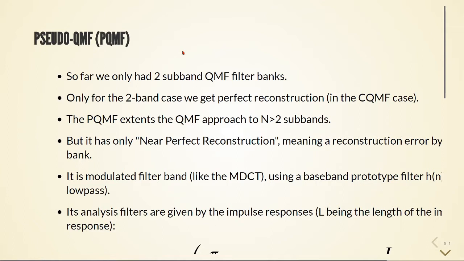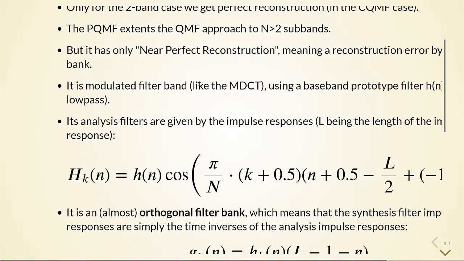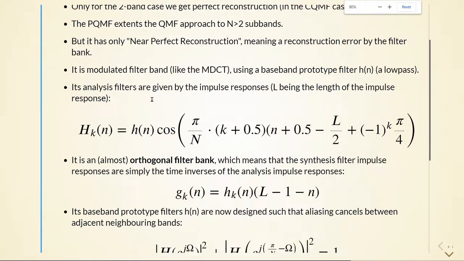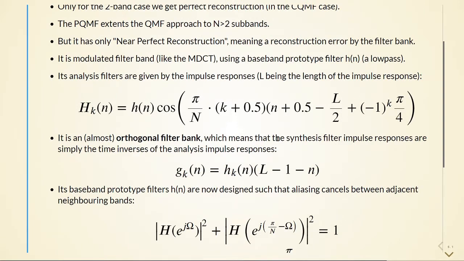It is also a modulated filter bank like the MDCT, and it's using a baseband prototype filter H of n, that is a low pass filter. Its analysis filters are given by the impulse response given by this equation here, where L is the length of the impulse response. We see that it's an almost orthogonal filter bank, which means that the synthesis filter impulse responses are simply the time inverses of the analysis impulse responses.